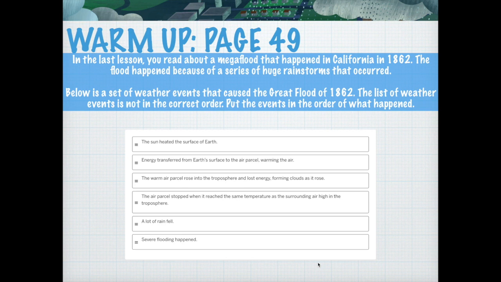The air parcel stopped when it reached the same temperature as the surrounding air high in the troposphere. So as we know, if something is warmer, it's going to need to go up further to release the energy, because it's releasing energy as it goes, but since there's more energy, it's going to take longer. A lot of rain fell and then severe flooding.